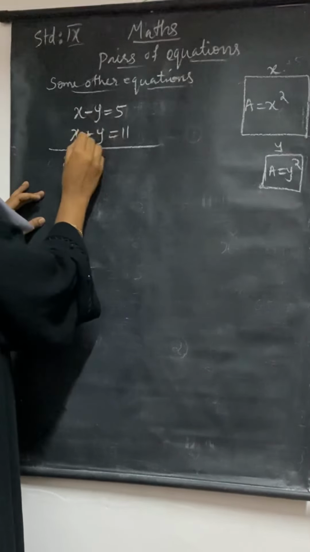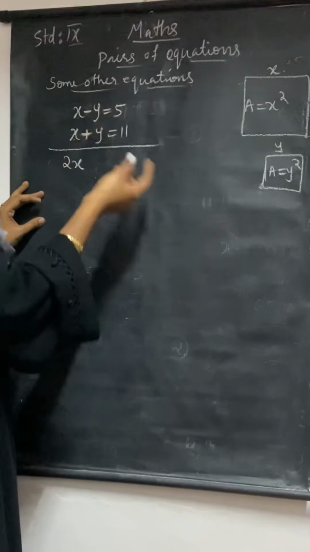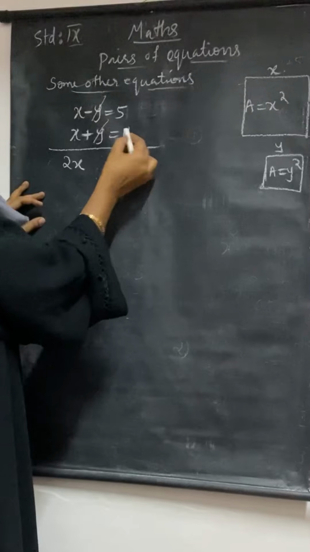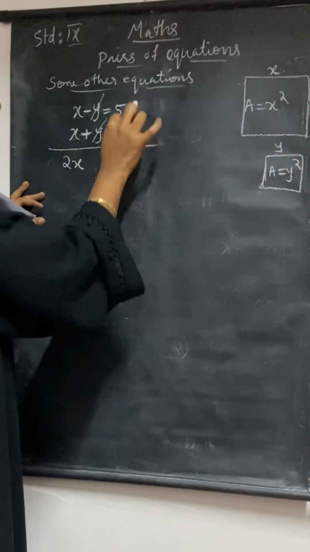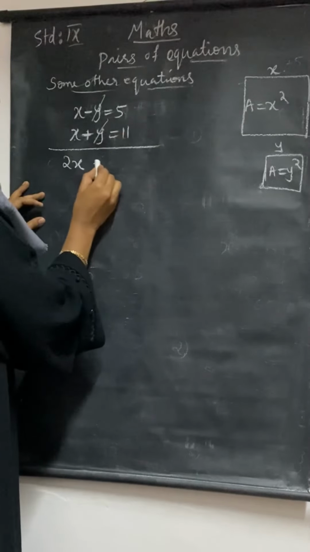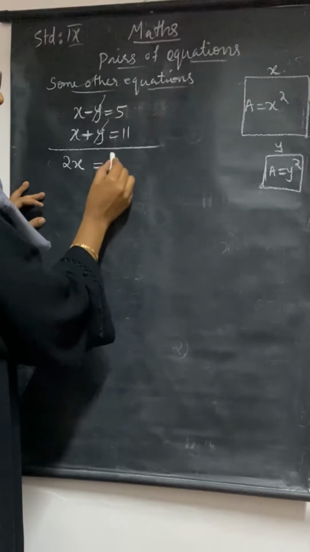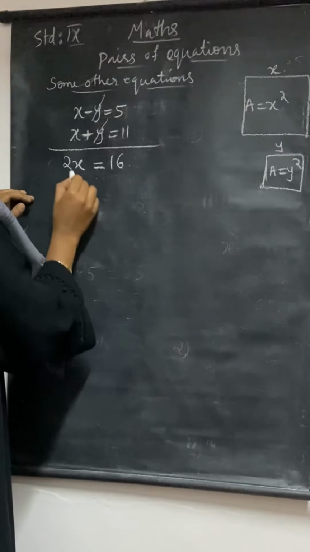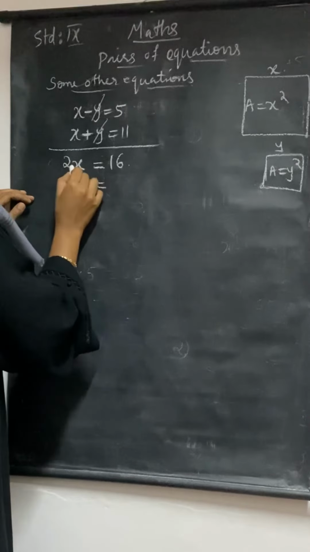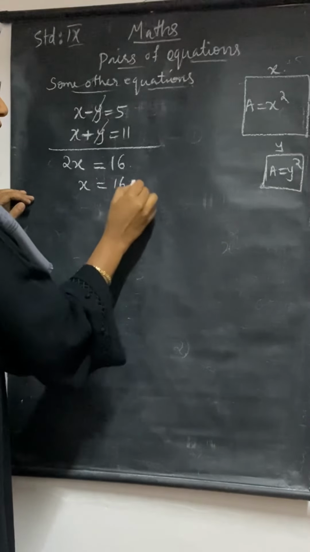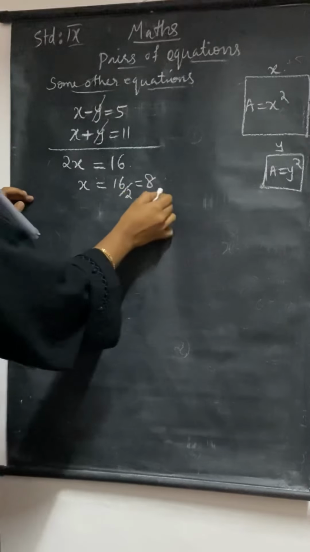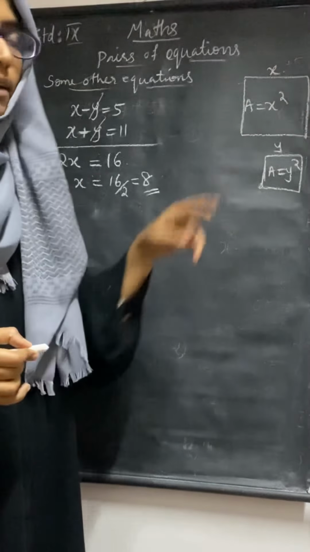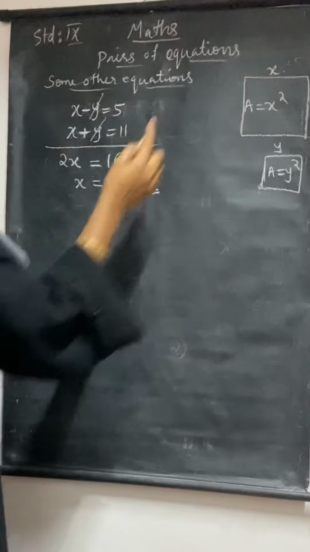1y minus 1y means minus 1y plus 1y, it will be 0. Now 5 positive 11, here positive, plus means you have to add 5 plus 11. 5 plus 11 how much? It is 16. So that x value you have to find out. So x I am keeping here, so that into 2 becomes division 2, divide by 2, it is 8. So x value got 8. That means one side is how much? 8. Here larger side will be 8.